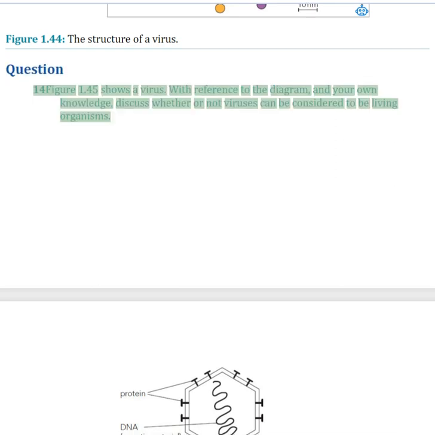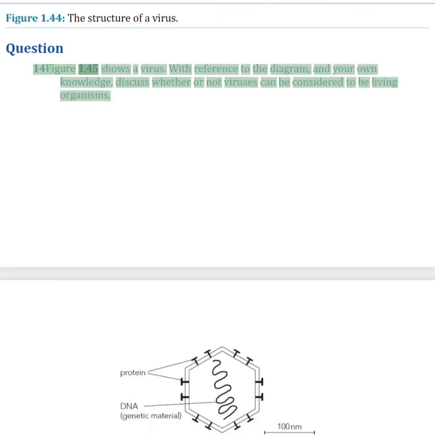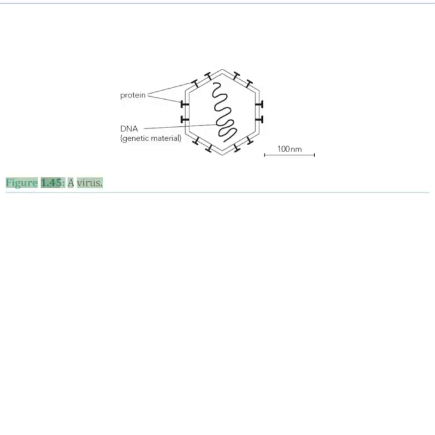Question. 14. Figure 1.45 shows a virus. With reference to the diagram, and your own knowledge, discuss whether or not viruses can be considered to be living organisms. Figure 1.45, a virus.